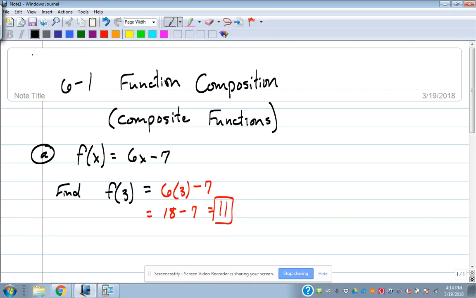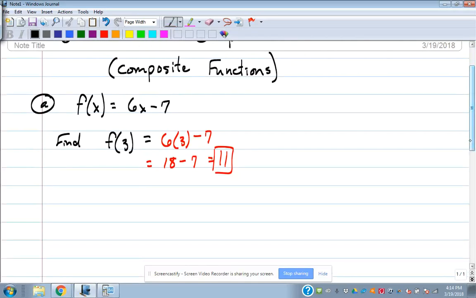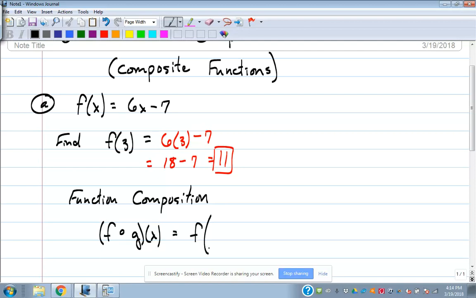Function composition is instead of plugging in a number, we're going to plug in another function in the place of x. So f composed with g of x means take the function g of x and put it in the place of x in the f of x function. Okay.